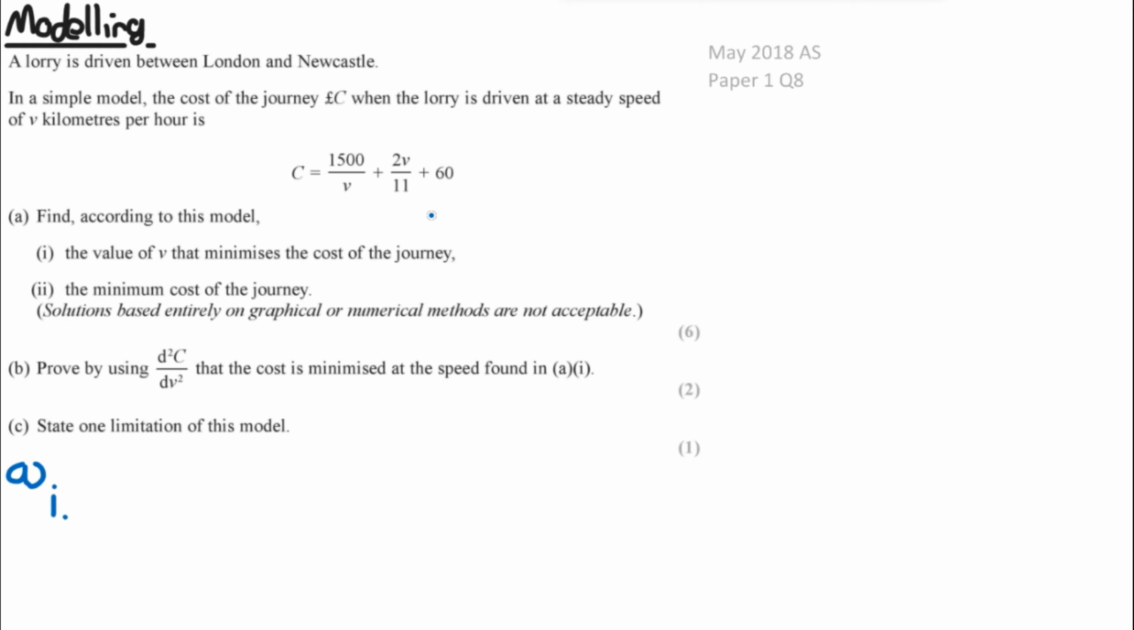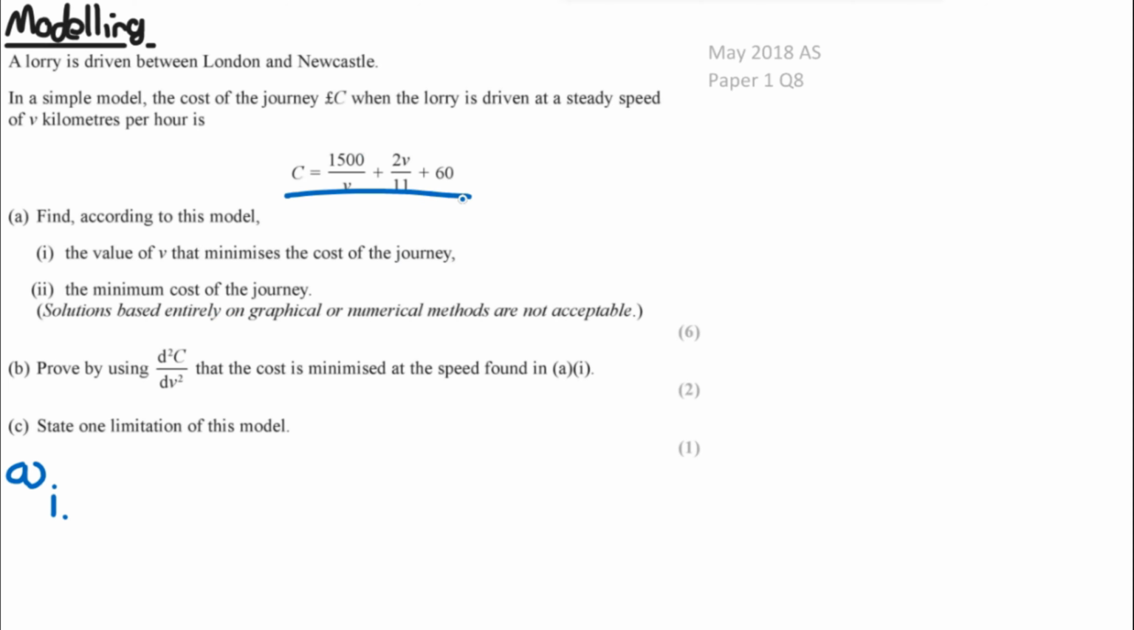So here's another modelling question. This time they give us the equation, we don't need to derive it ourselves, where c is the cost of the journey and v is the speed at which the vehicle is going. And we need to find the value of v that minimises the cost of the journey. As it says minimises, it's telling us that we need to use stationary points. So we need to find the value where the derivative is 0, and then what the value of v is at that point. So we need to find the derivative.